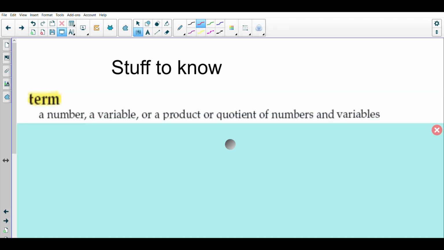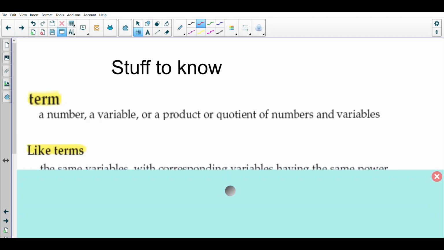So one thing we need to know is what is a term? You heard me say this word before, but I don't know if you really knew what it meant. It's a number, a variable, or a product or quotient of numbers and variables. So 3x, 3, t divided by x. These are all different types of examples of a term.